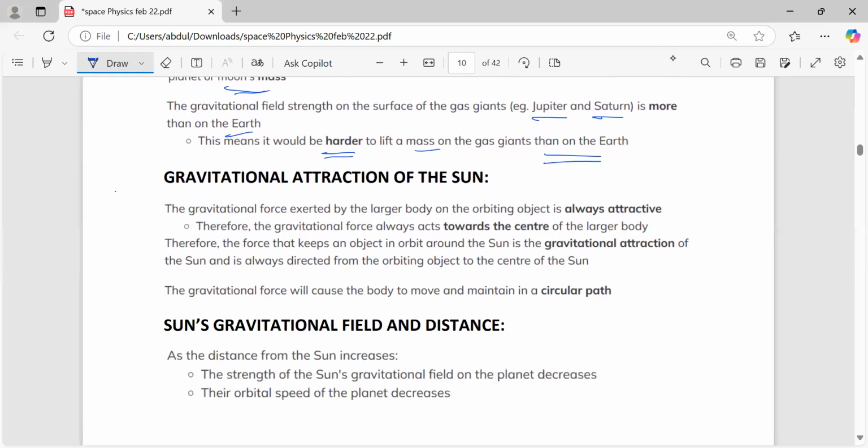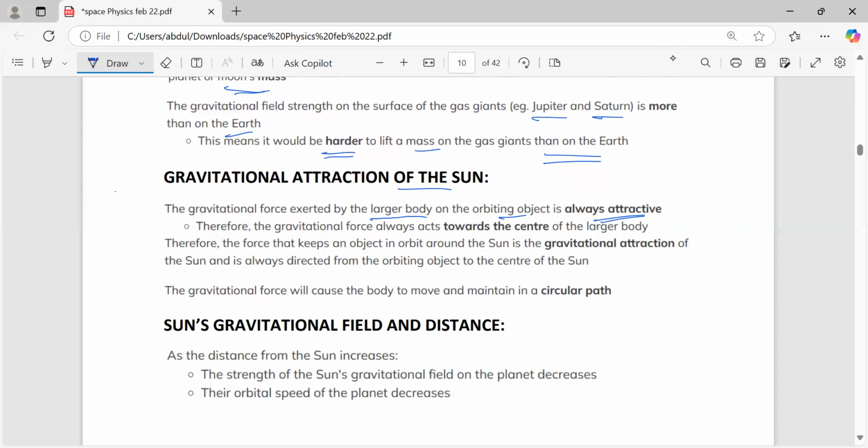Then gravitational attraction of the sun: the gravitational force exerted by the larger body on the orbiting object is always attractive. So the force of gravity is always attractive. If somebody asks you the difference between the force of gravity and the magnetic force, another major difference is that the force of gravity is only an attractive force, whereas magnetic force or electric force can be attractive, and they can also be repulsive depending on the nature of the charges or the poles.